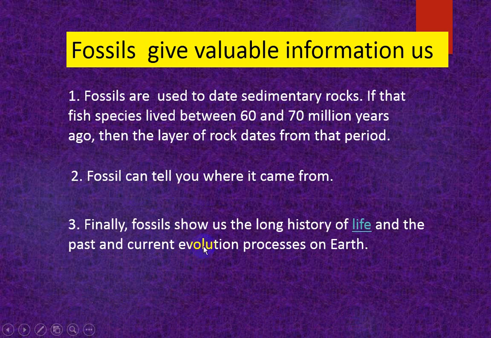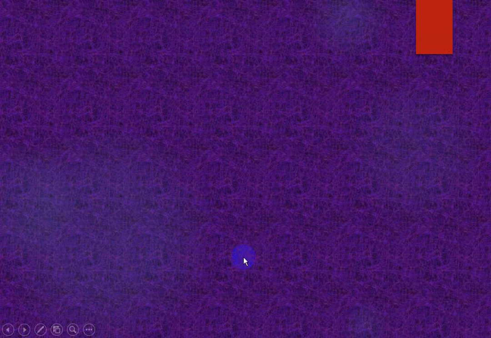Fossils show us the long history of life and the past and current evolution process on Earth. Evolution means changing. Now man is the way he is due to evolution. The changing of living things process is evolution. Okay, fossils tell us the evolution process on Earth also.